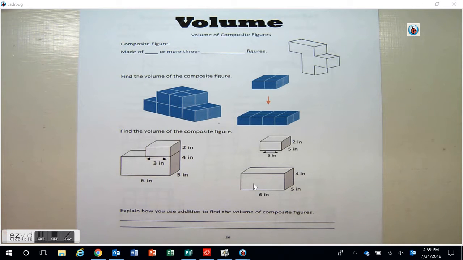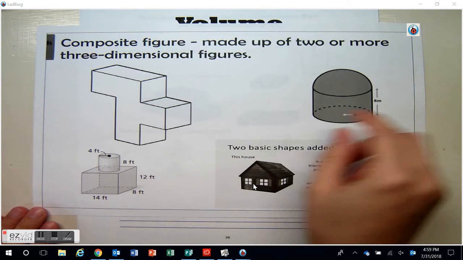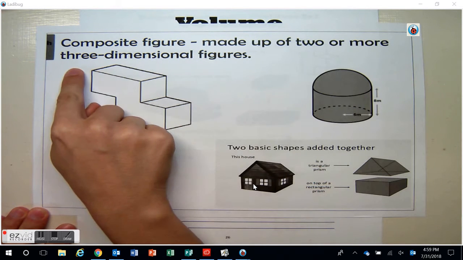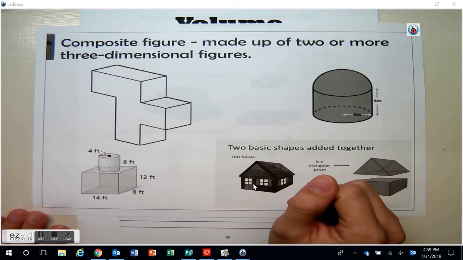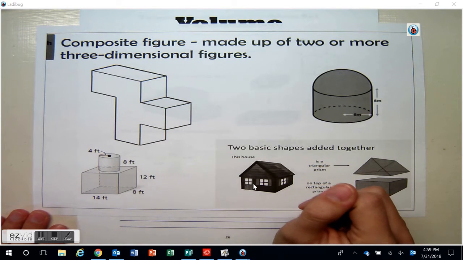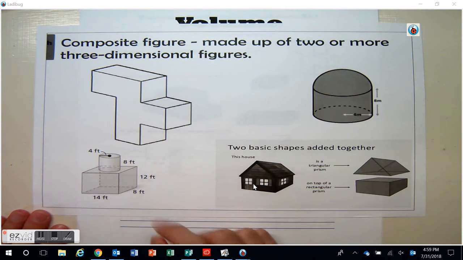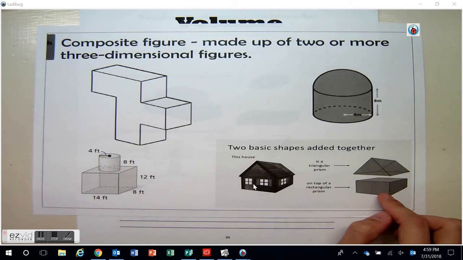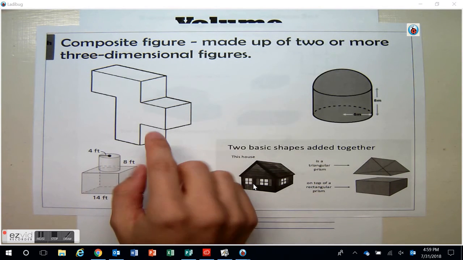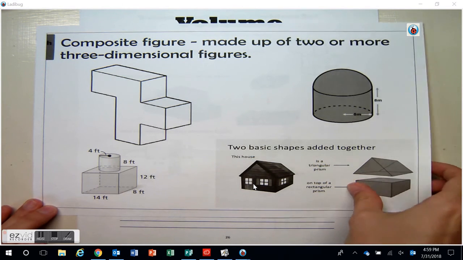So for those of you who are wondering, a composite figure is a figure made up of two or more three-dimensional figures. So here we see a figure made up of right rectangular prisms. Here we see a cylinder and a semi-sphere. Here we have a cylinder and a rectangular prism. Here's a triangular prism and a right rectangular prism. So all of these are three-dimensional, and we're combining them to make one shape.